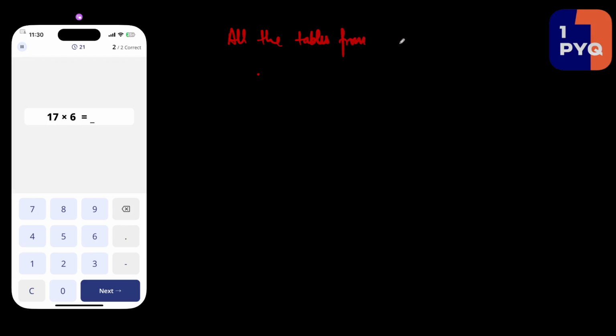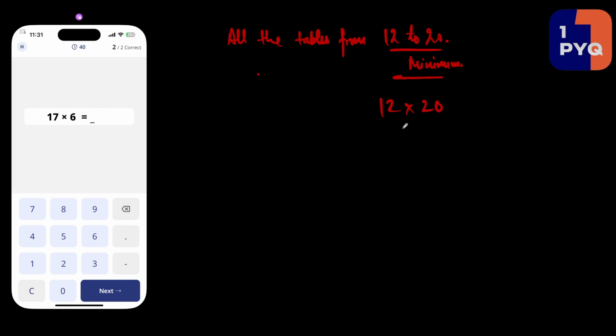especially from 12 to 20. Okay, and this is the minimum requirement. The maximum requirement is definitely high. You need to know 12 multiplied by 20.